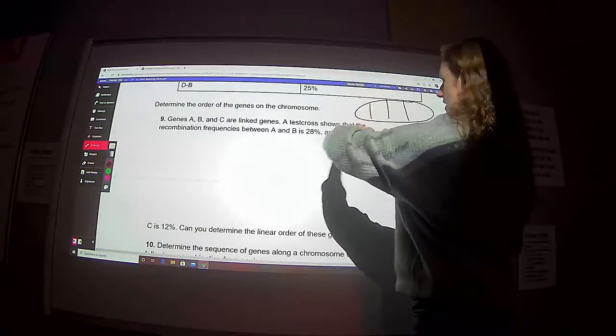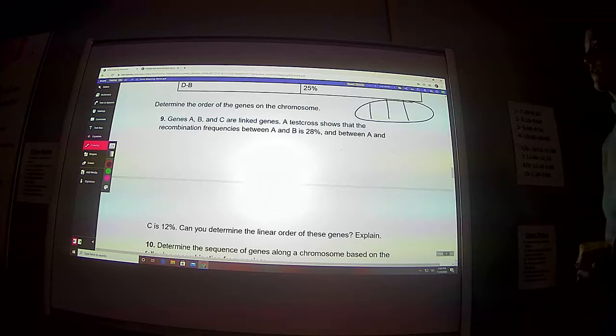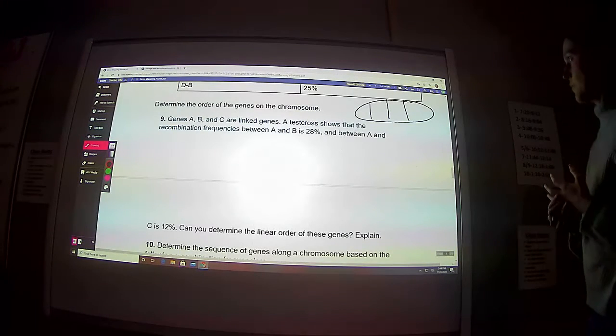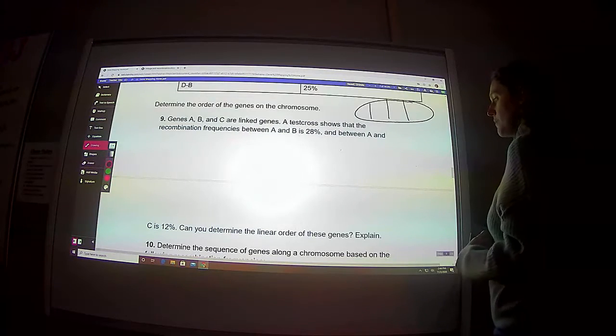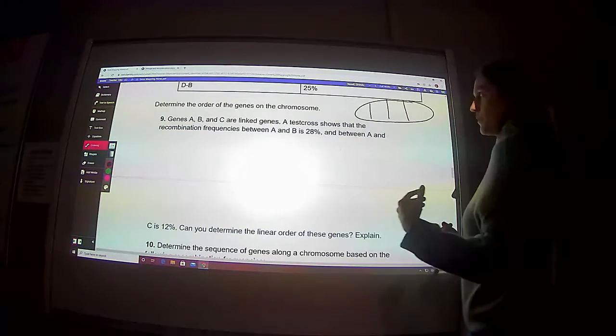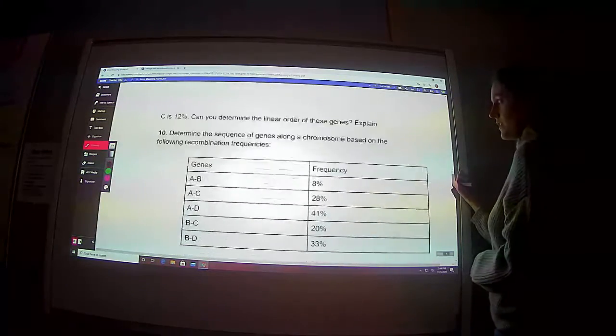This one, they didn't give you a table. Instead, they are giving you the percentages there. Test cross shows your combination frequencies A and B is 28%. Between A and C is 12. Can you determine the linear order of these genes? So do you know which comes first, A, B, or C? And explain if you can or if you can't.